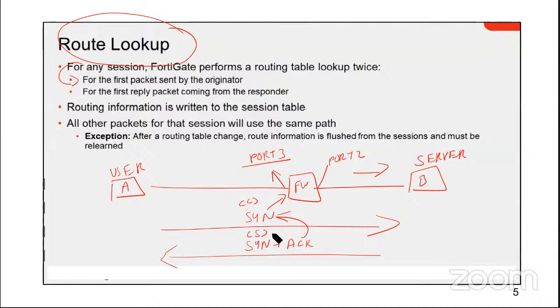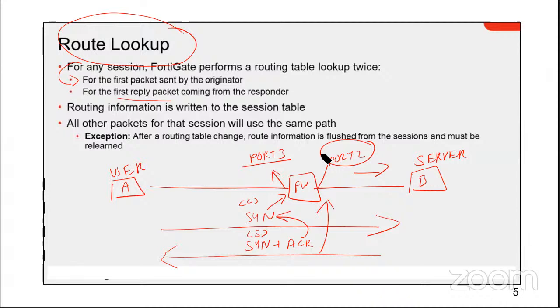Now what happens over here is that, again, there will be a route lookup on the FortiGate firewall, and this time it is going to check the first reply packet. Once this traffic is received on the FortiGate firewall on port 2, I'm going to again do a route lookup, and I'll see that this is a packet which originated inside, and I do have a route for that. So I'll go ahead and forward this traffic as well, according to the session table information that I have and whatever policy is allowing this kind of traffic. That is how the route lookup happens on the FortiGate firewall.